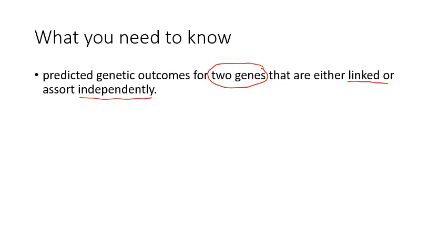Once we have learnt the difference, we're then going to focus on how we can predict the genetic outcomes for genes that are independently assorted today, and we'll leave linked genes for another video. So let's have a look at the difference.